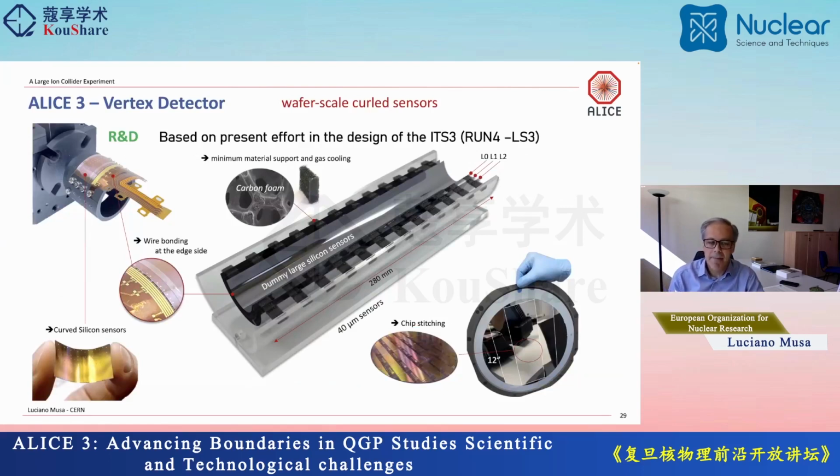Now, this is the technology we are using. Essentially, we have sensors which are as large as the entire wafer. That also entails a new technique called stitching, which allows us to build circuits which are larger than the field of view of the lithographic process. And then these sensors are thinned to very low values, and they can be curved around the beam line, as you can see in this picture here.